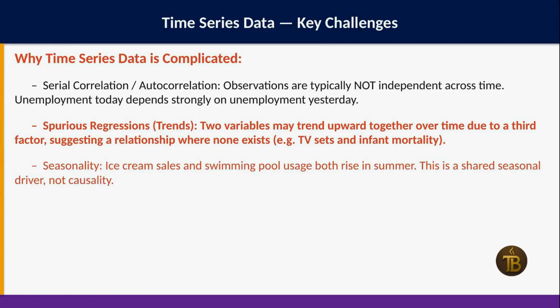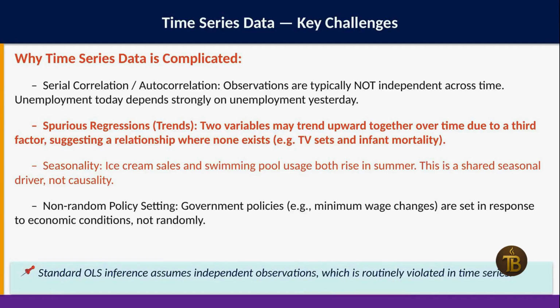Third is seasonality. Ice cream sales and swimming pool usage both rise every summer, but that's a shared seasonal driver, not one causing the other. And the fourth is that policy itself is rarely set randomly. Governments change the minimum wage, for instance, in response to economic conditions, not at random. Standard OLS always assumes independent observations, and in time series, that assumption is routinely violated.